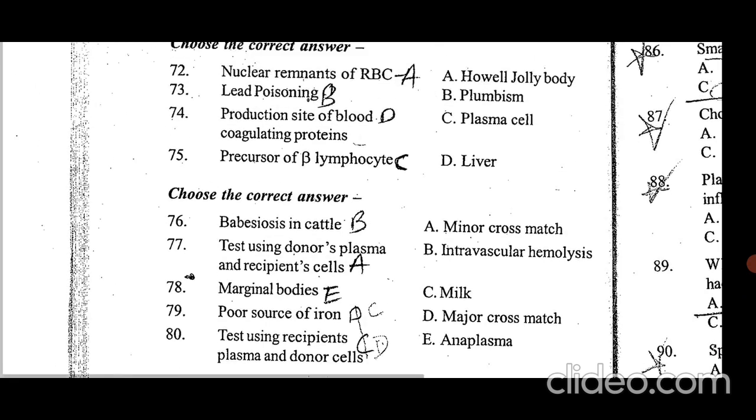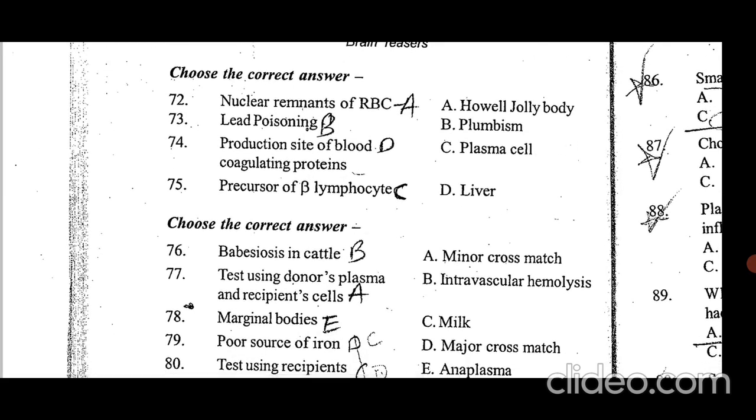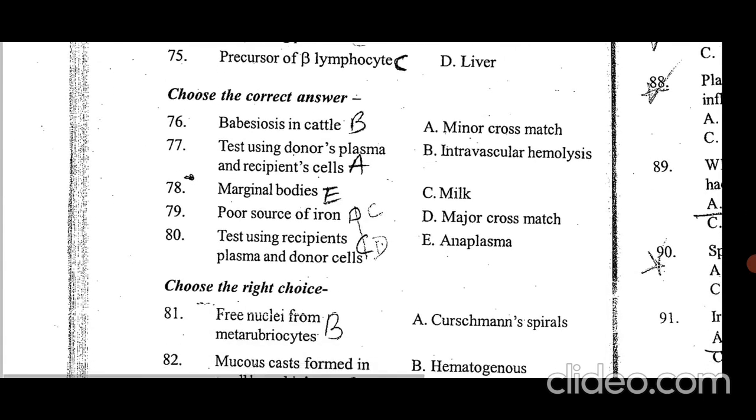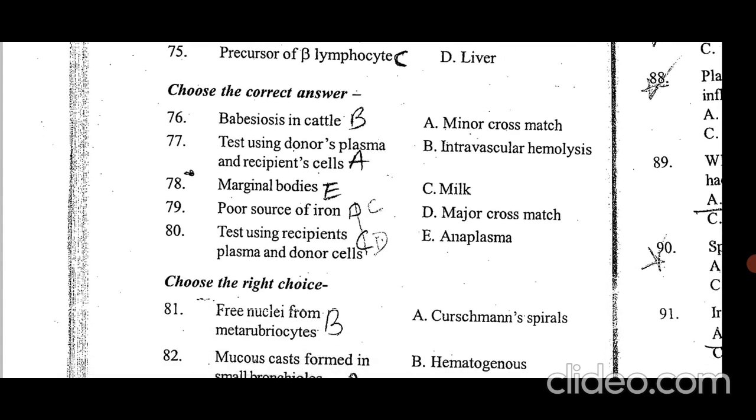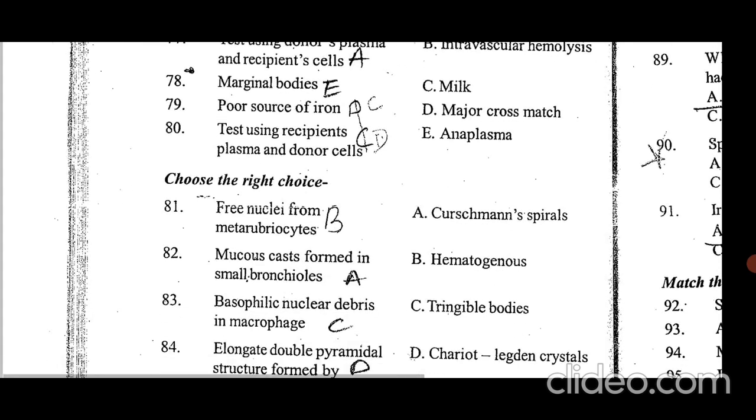So we have studied that Howell Jolly bodies are the nuclear remnants of red blood cells, and plumbism is lead poisoning. Plasma cells are precursors of B lymphocytes and antibodies. The liver is the production site of blood coagulation proteins. Babesiosis in cattle causes intravascular hemolysis. If the donor cells are being tested, it will be the major cross match; if not, it will be the minor cross match. Anaplasma marginale has marginal bodies, and milk is a poor source of iron.